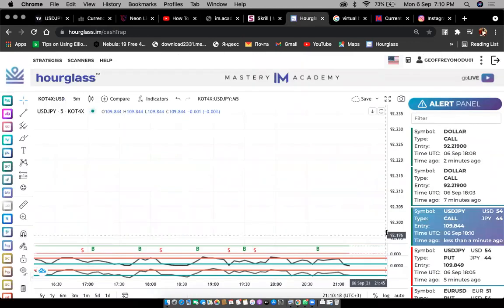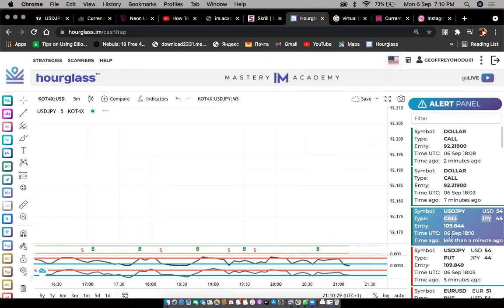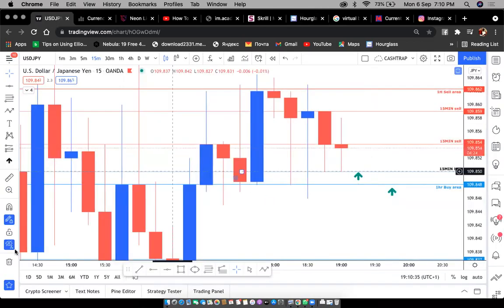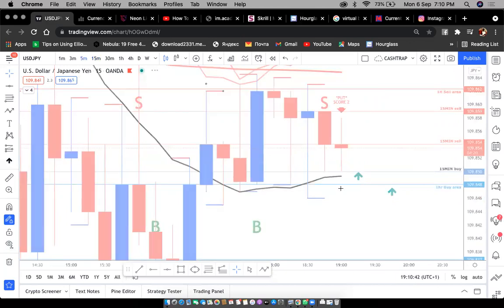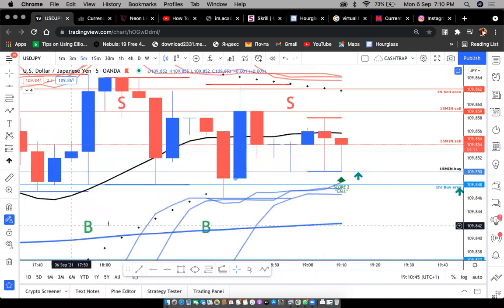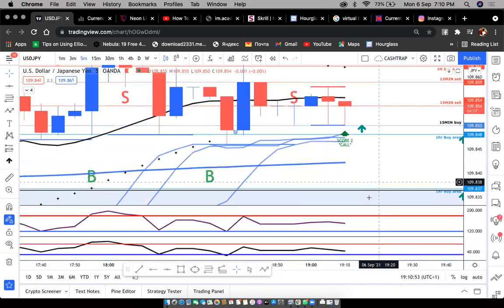Cash App actually gave a call order. Wow, that has to be 4 points and above, because look at it now. RSI and stochastic are on green. So you just have to go.